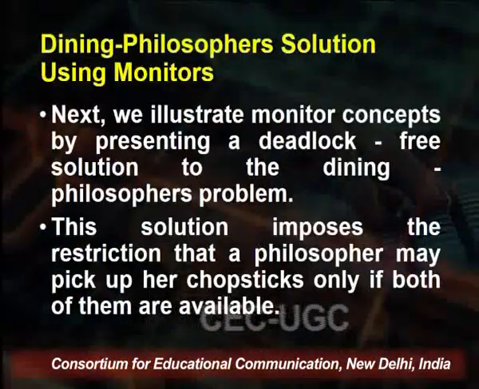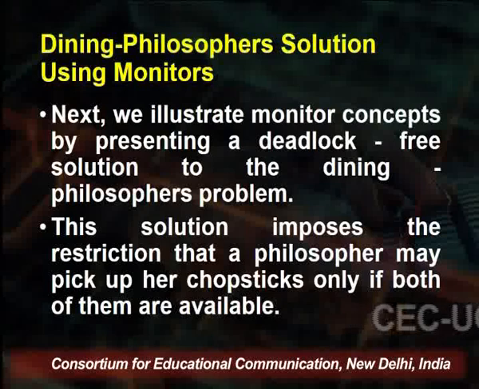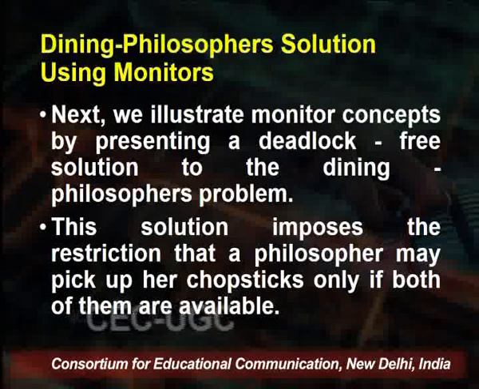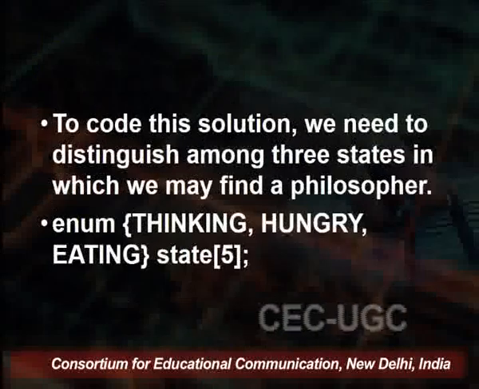And what is the solution? The solution comes with a restriction, and the restriction is that a philosopher may pick up her chopsticks only if both of them are available. A philosopher cannot pick up a chopstick if only one is available. That means it is not allowed to hold on to the resources unnecessarily if both of them are not available. In that situation the philosopher will not be allowed to pick up the chopsticks, and this gives us a deadlock free solution.